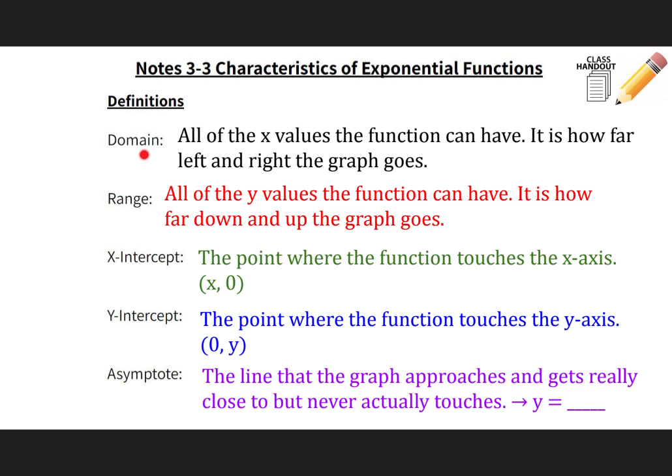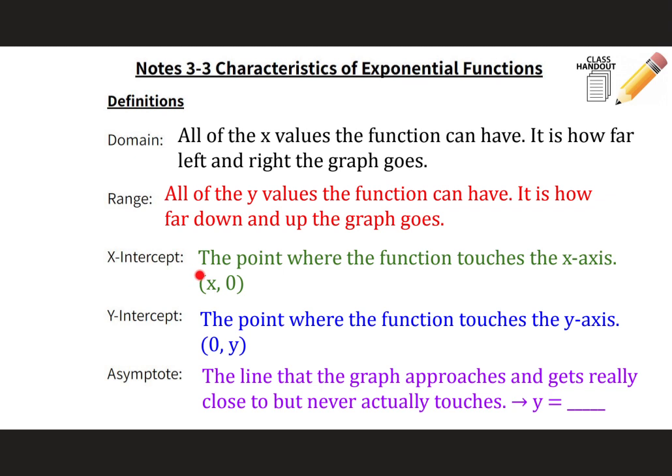Starting with domain. Domain are all the possible x values a function can have. It is how far left and right the graph goes. Range is all the y values the function can have. It is how far down and up the graph goes.